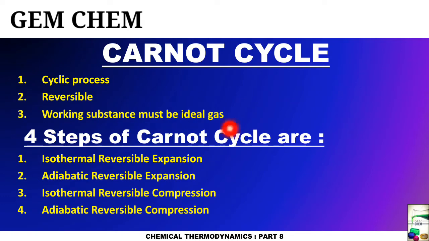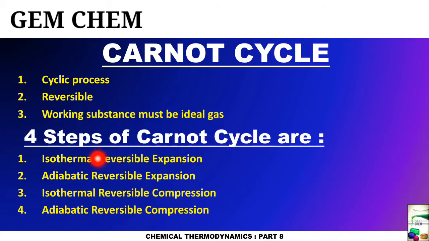Now, the 4 steps of the Carnot cycle. The first is isothermal, reversible expansion. What is isothermal? We have already seen it, but you have to know it again: it means constant temperature. Reversible means that the process proceeds at the same rate in the forward and backward direction. Expansion means expansion of volume.